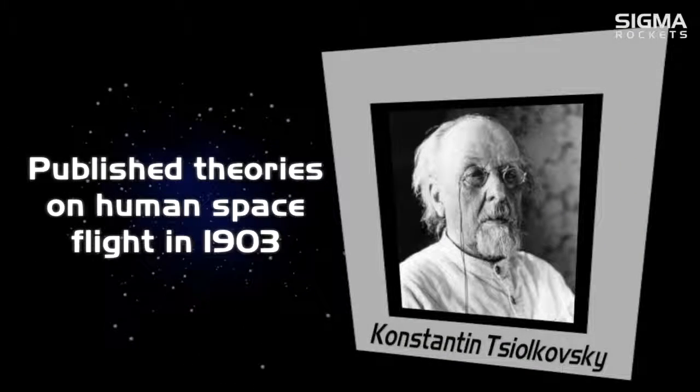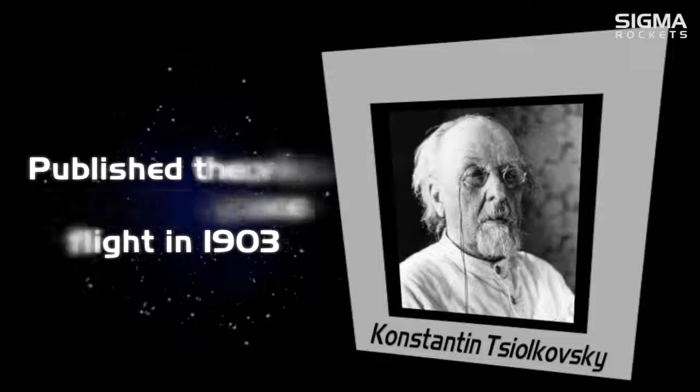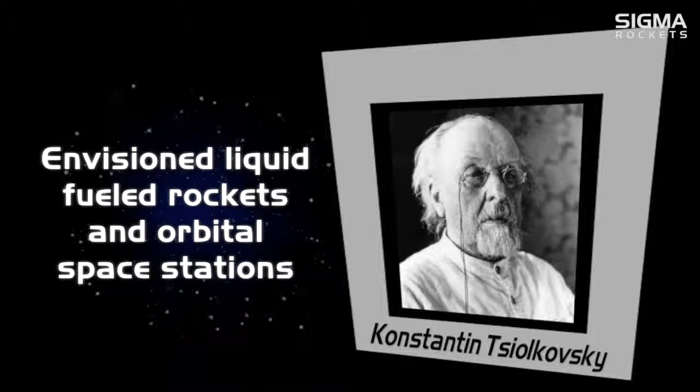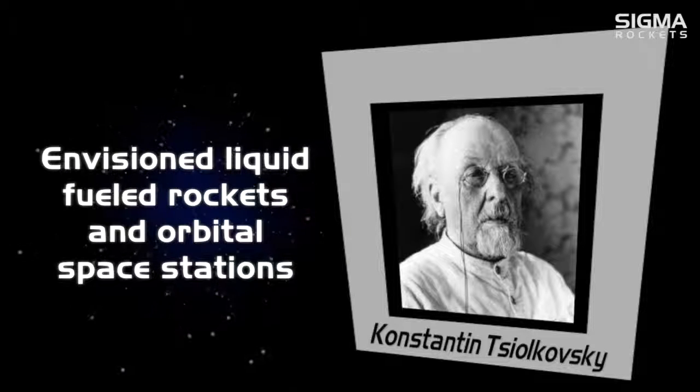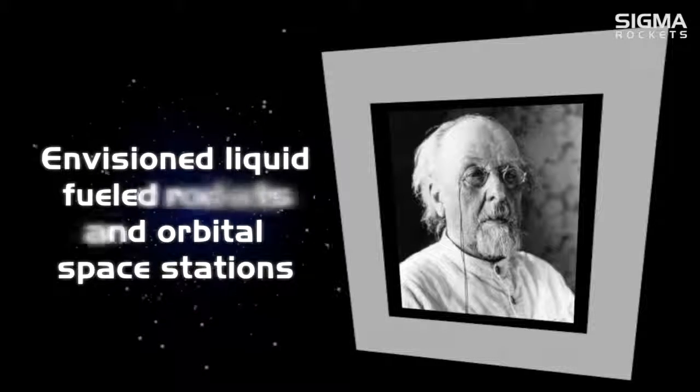In 1903, Russian scientist Konstantin Tsiolkovsky based his theories of human spaceflight on Newton's second law of motion. Tsiolkovsky envisioned rocket flights using liquid fuel, as well as orbital space stations and solar system colonization.